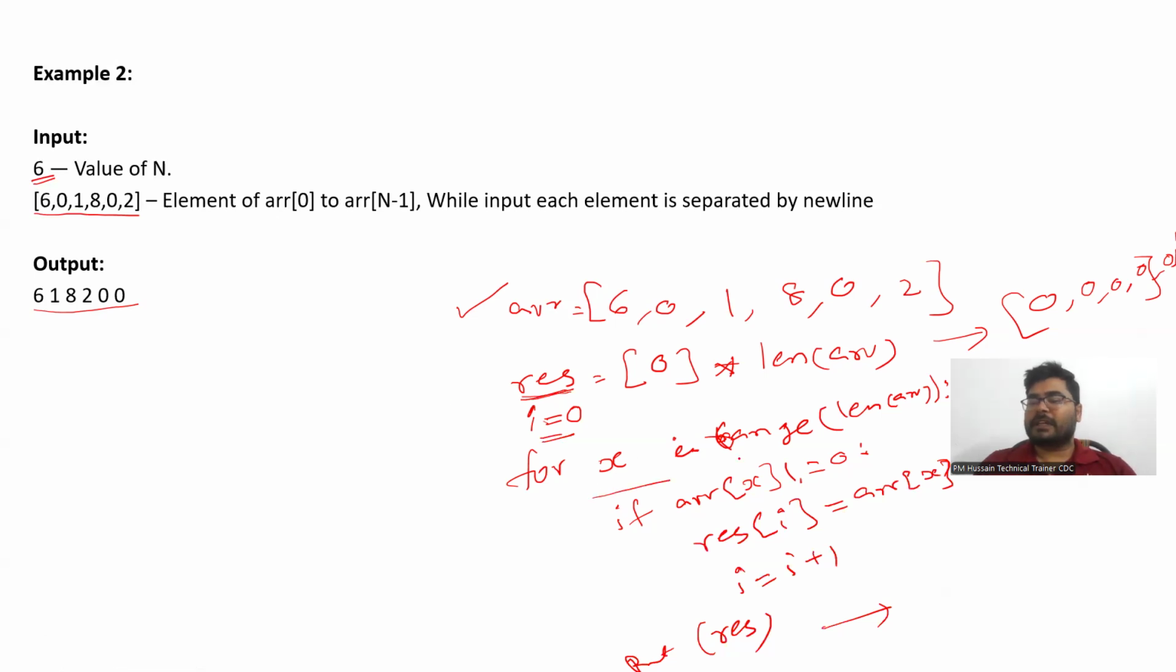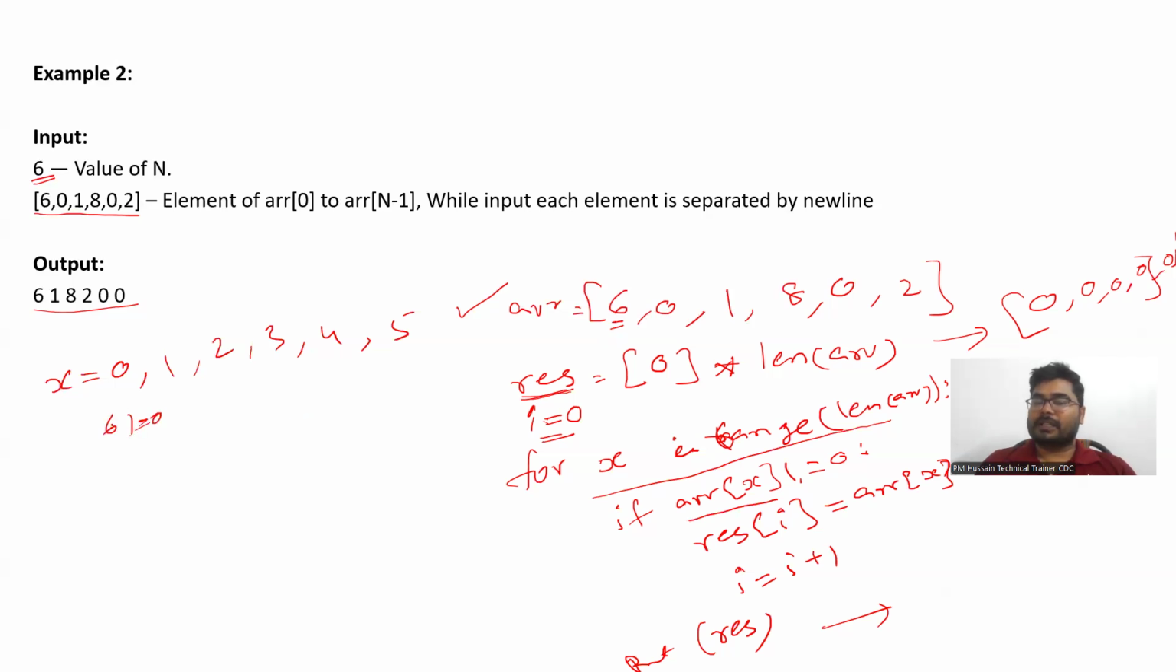See here, for x in range of the length of the array. The length of the array is 6, so 6 is not included. x will be 0 1 2 3 4 5. So a total of 6 iterations are possible. Now it will check whether array of 0 is not equal to 0. Array of 0 means the value at index 0, which is 6.